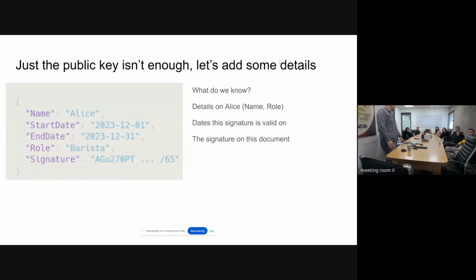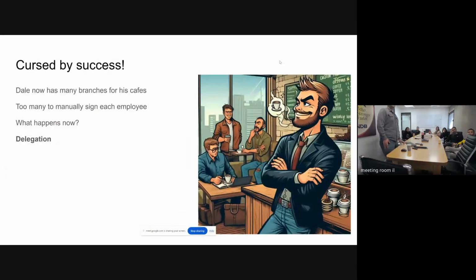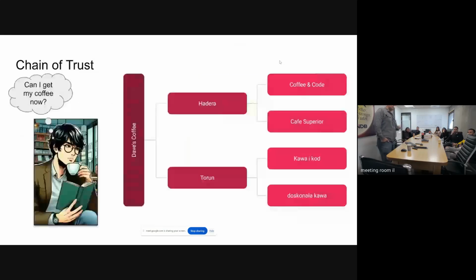What else? Maybe you signed it. That's really interesting. So let's look in more detail. Okay. So then he's really, really successful. He opens many branches. That's a problem. Now we have too many employees to sign all of them manually. So now we need to delegate. And we're doing it like this.